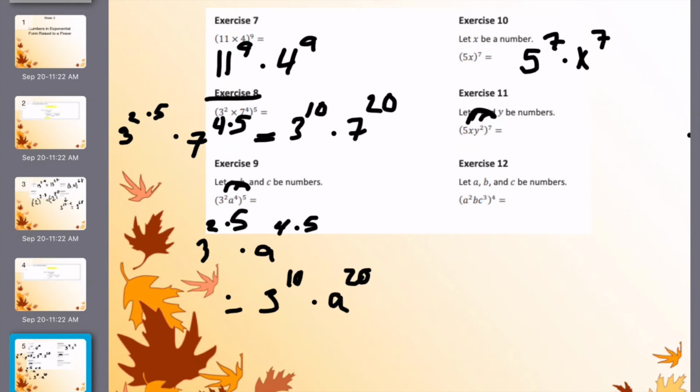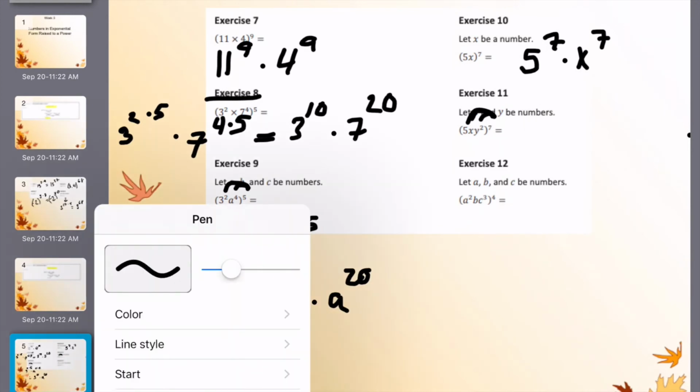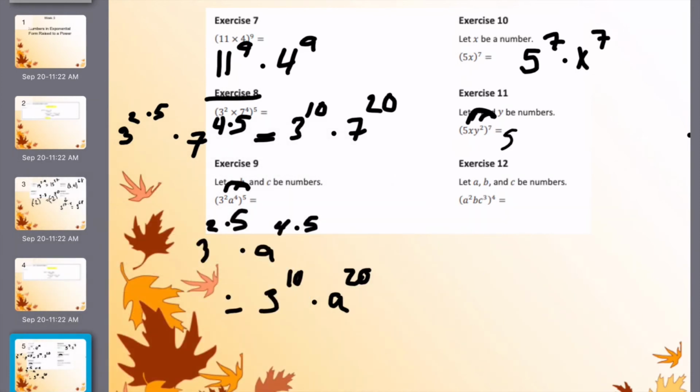So I'm going to have 5 to the 7th times x to the 7th. And originally I have y squared, so that's like y to the 2 times 7. So this becomes 5 to the 7th times x to the 7th times y to the 14th, because 2 times 7 is 14.